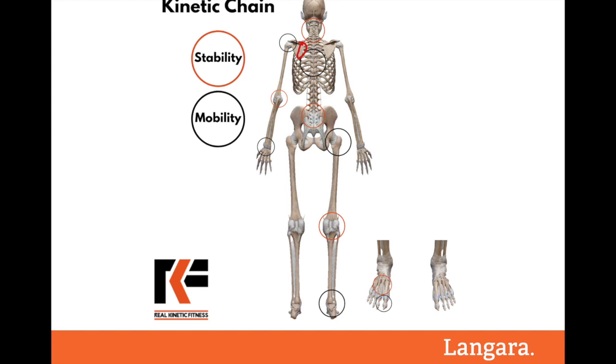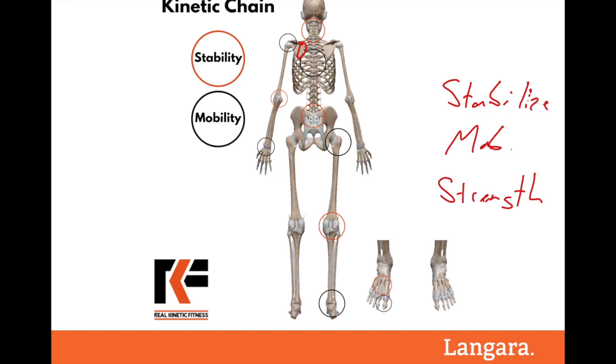When we understand the kinetic chain, then we understand a little bit more about that mobility stability continuum. What essentially needs to happen is before we strengthen anything, we have to be able to stabilize joints, mobilize joints, then we can strengthen. A lot of the time people are doing strength training on unstable knee joints and immobile hip joints, and they're basically just stacking strength on dysfunction.